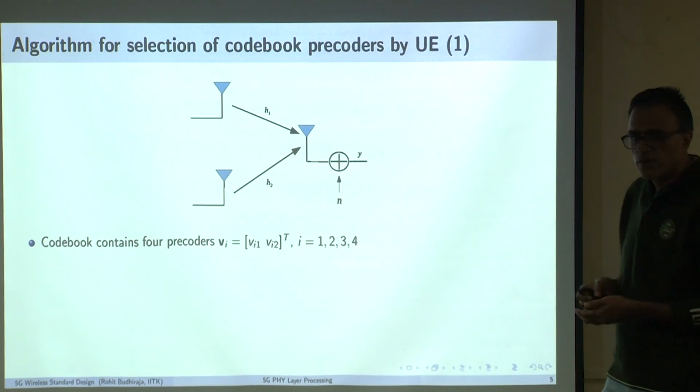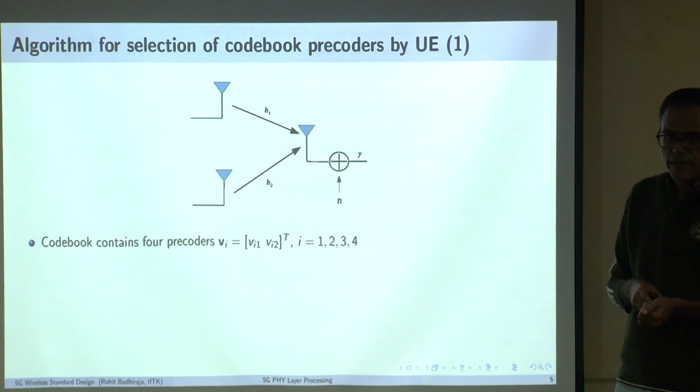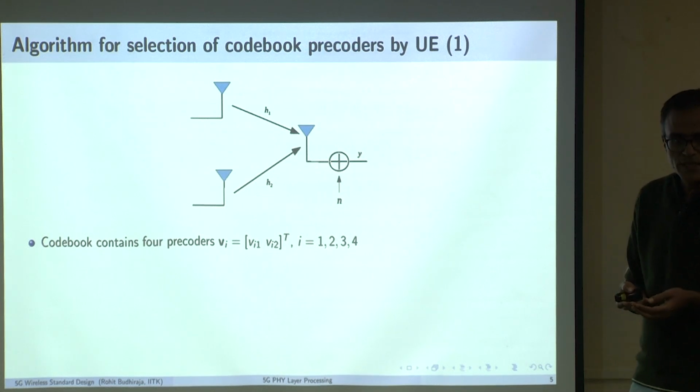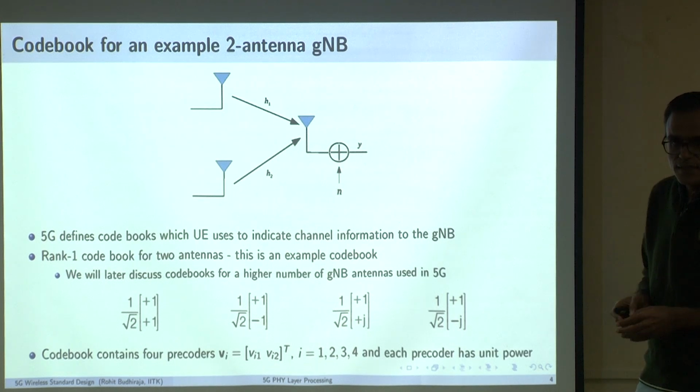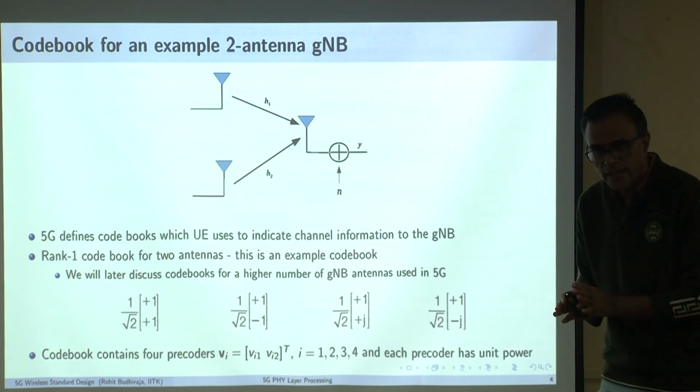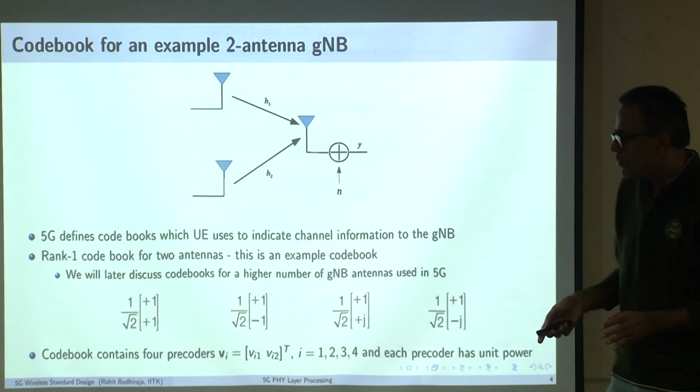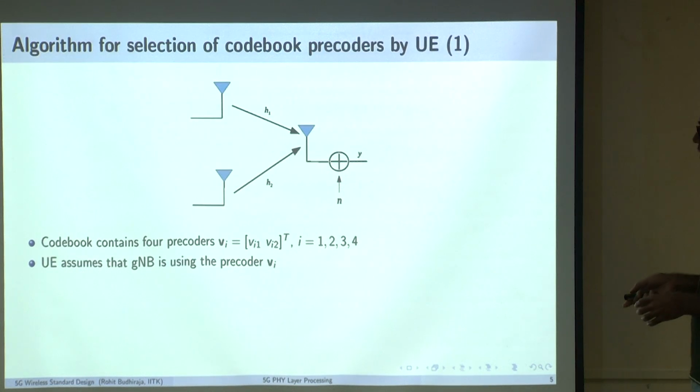Now the question we are asking here is: how will the UE indicate to the base station what its channel is? It has to indicate using one of these entries. How does it perform that exercise? The UE assumes that the gNodeB is using one of these precoder entries. This is the precoder.